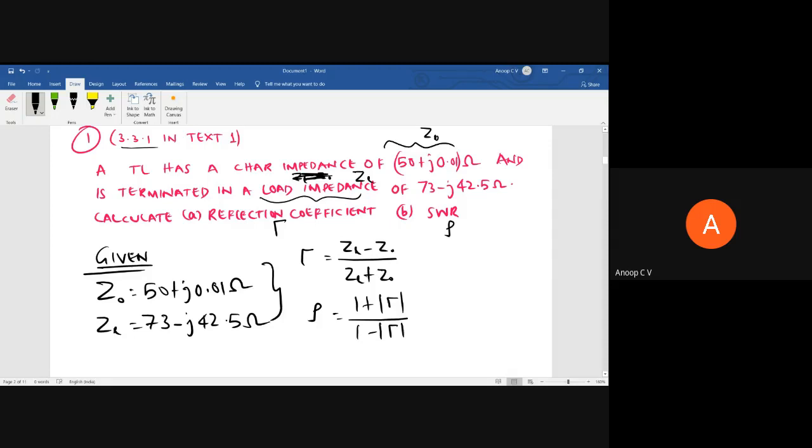Now it is 4:25. I'll give you time till 4:30. Please do find these things. ZL is given, Z0 is given, so you can find gamma. Once you find gamma, you use the magnitude of gamma here. I'll give you 5 minutes. I think 5 minutes is not required, 3 minutes is enough. So please solve this and give me the answer.